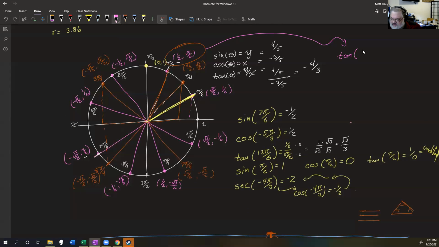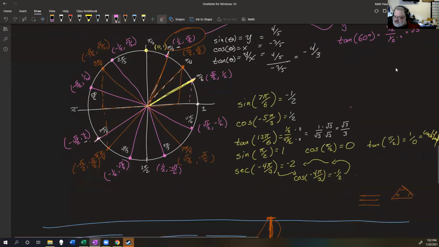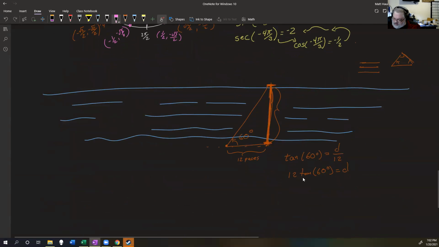So the tangent of 60 degrees, the same as pi over 3, is going to be the square root of 3 over 2 over 1/2. Multiply those by 2, and you get the square root of 3 over 1, or square root of 3. So tangent of 60 degrees is the square root of 3. So that's an exact value for that distance.